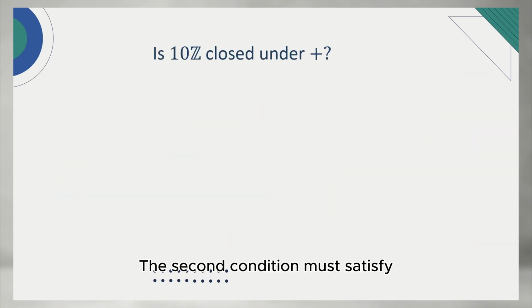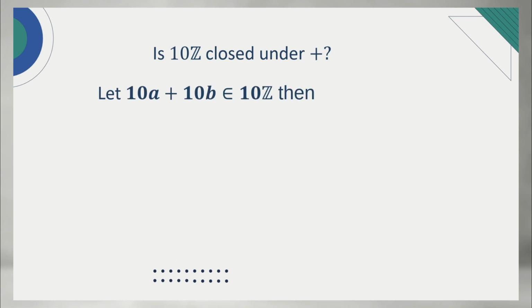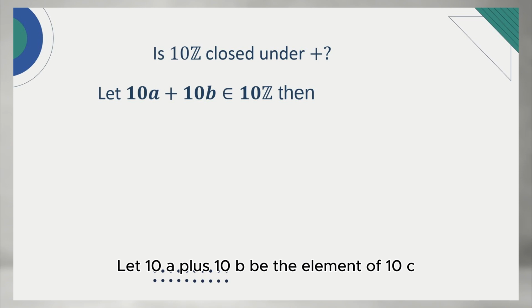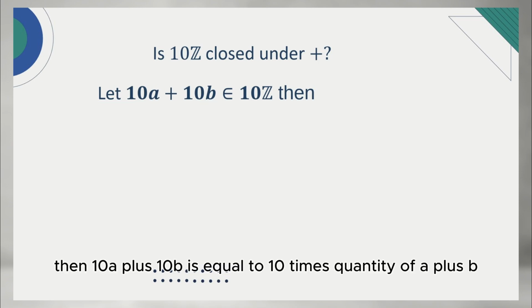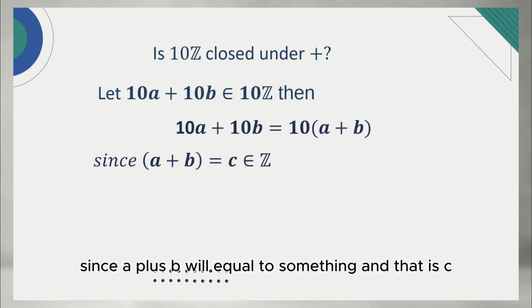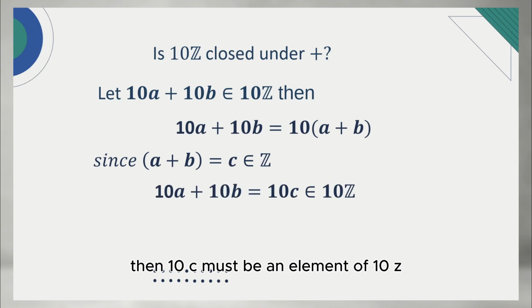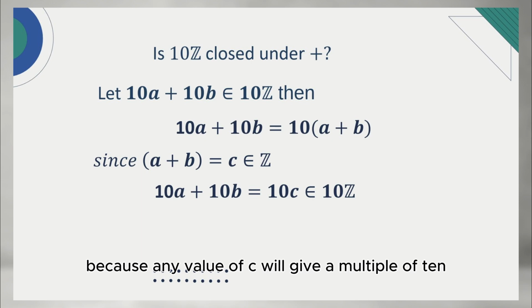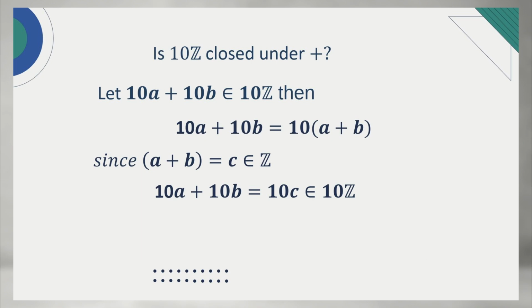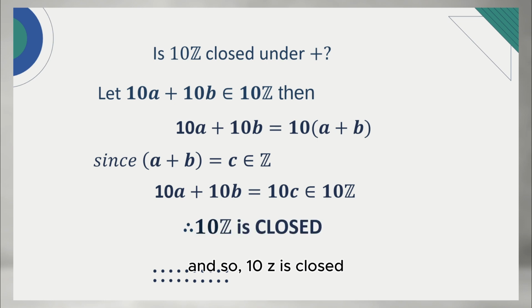The second condition is that 10Z must be closed under addition. Let 10a plus 10b be elements of 10Z, then 10a plus 10b is equal to 10 times the quantity a plus b. Since a plus b will equal something, and that is c, which is an element of the integers, then 10c must be an element of 10Z because any value of c will give a multiple of 10. And so, 10Z is closed.